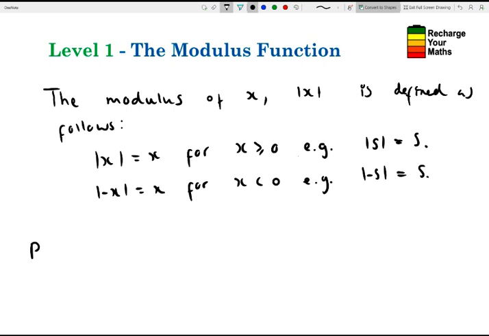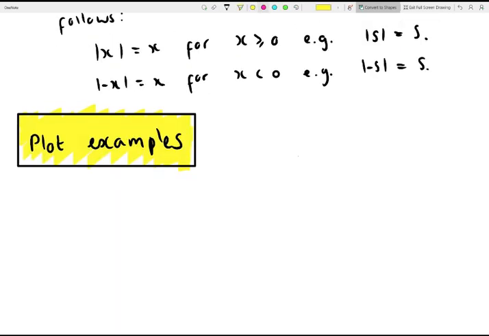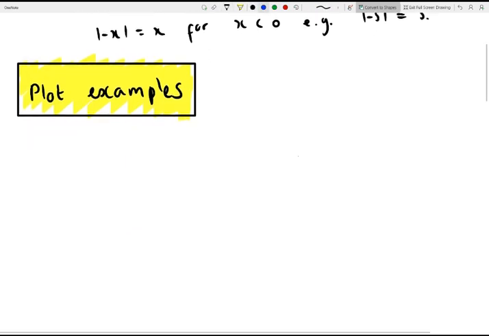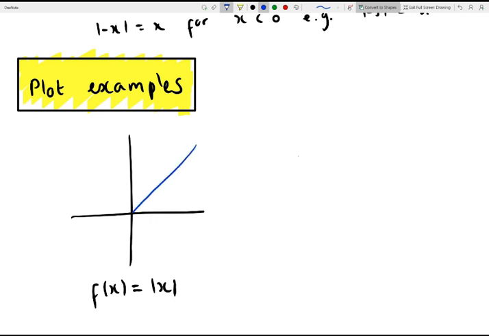We can go ahead and look at some plot examples. Okay, so first of all, let's plot f of x equals the modulus of x. Okay, so we just have to reflect in the x-axis.